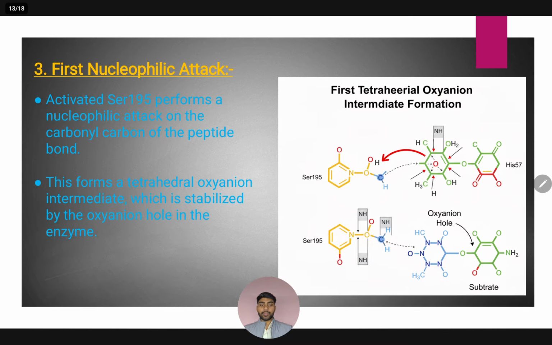Now the reaction begins. Step 3 is the first nucleophilic attack. The activated serine 195 performs a nucleophilic attack on the carbonyl carbon of the peptide bond. This leads to the formation of a tetrahedral oxyanion intermediate. This unstable structure is stabilized by a region in the enzyme called the oxyanion hole.